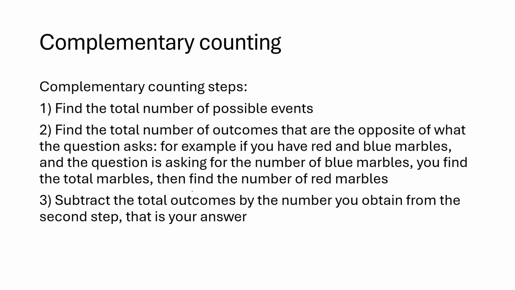Now let's try complementary counting. There are 3 steps in complementary counting. The first step is to find the total number of possible outcomes. Then your second step is to find the total number of outcomes that are what the question is not asking, or the opposite of what the question asks. For example, if you have red and blue marbles and the question is asking for the number of blue marbles, then you find the total number of red marbles, because that's the opposite of what the question is asking. Then your next step is to subtract the number you obtained from the second step from the total outcomes, and that's your answer.